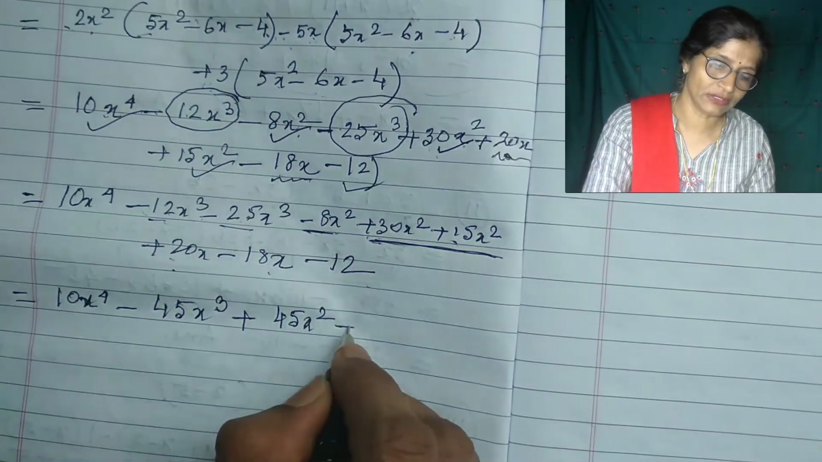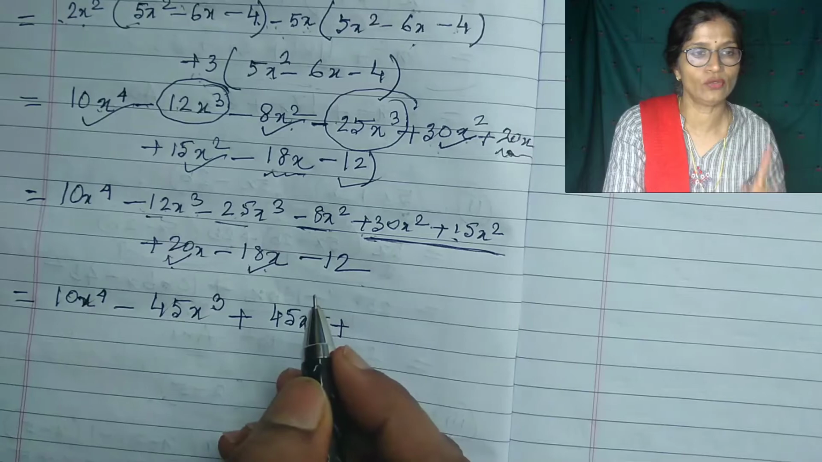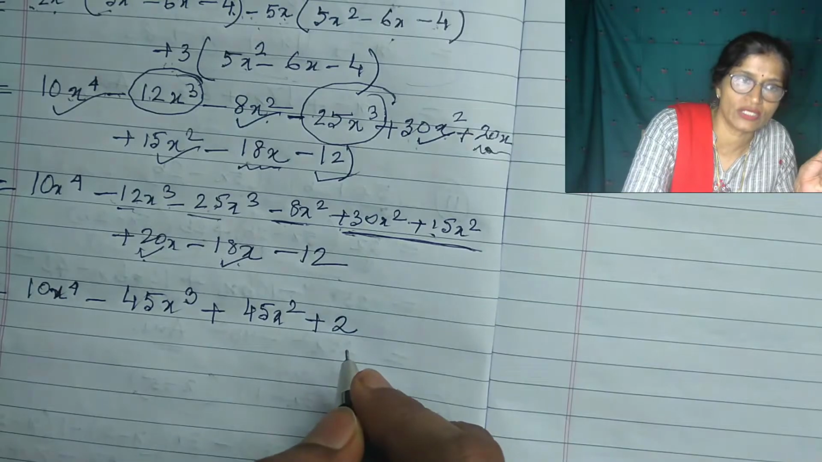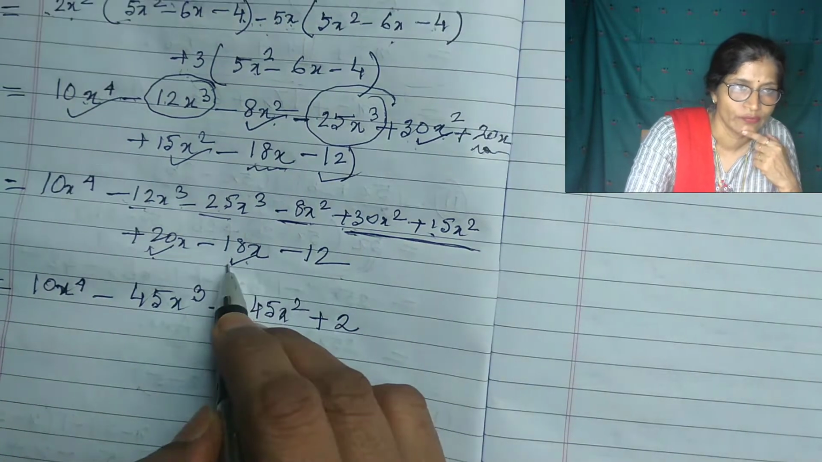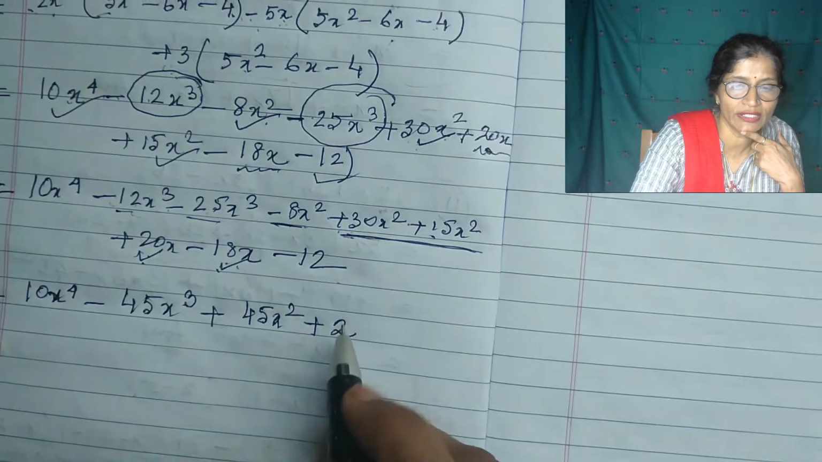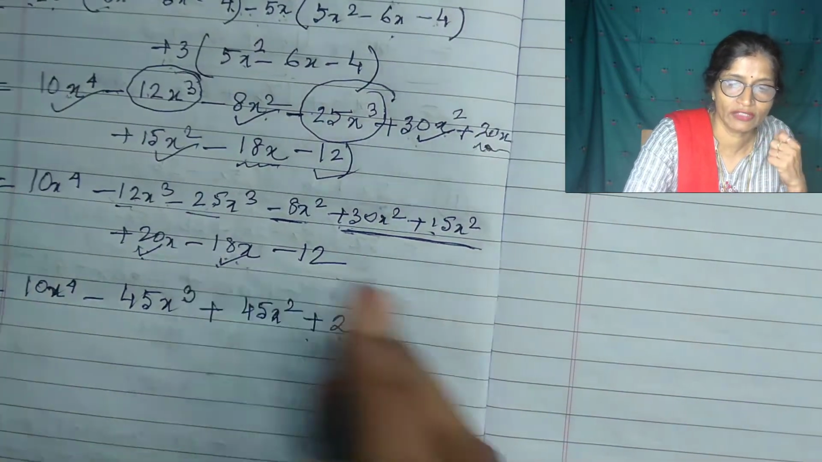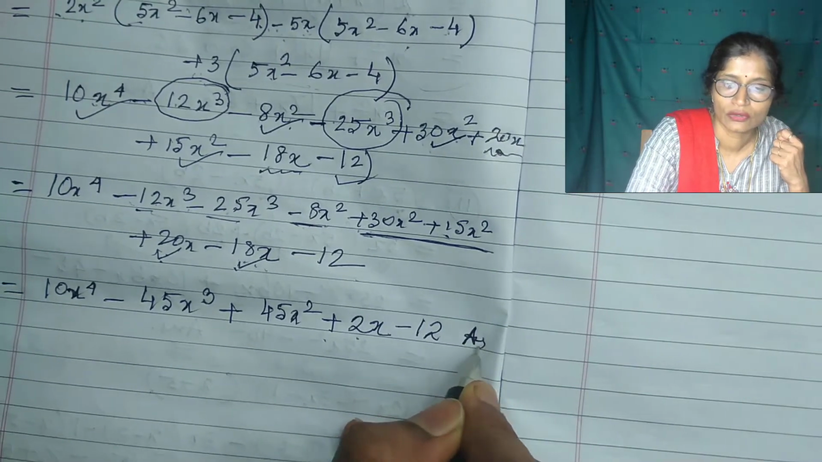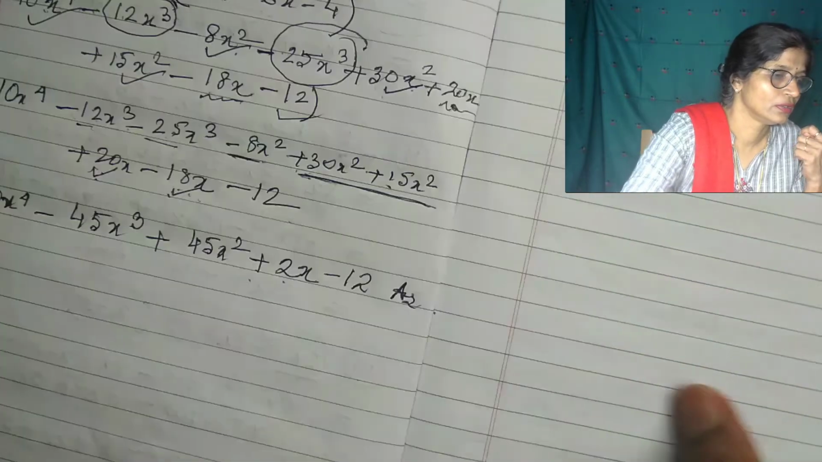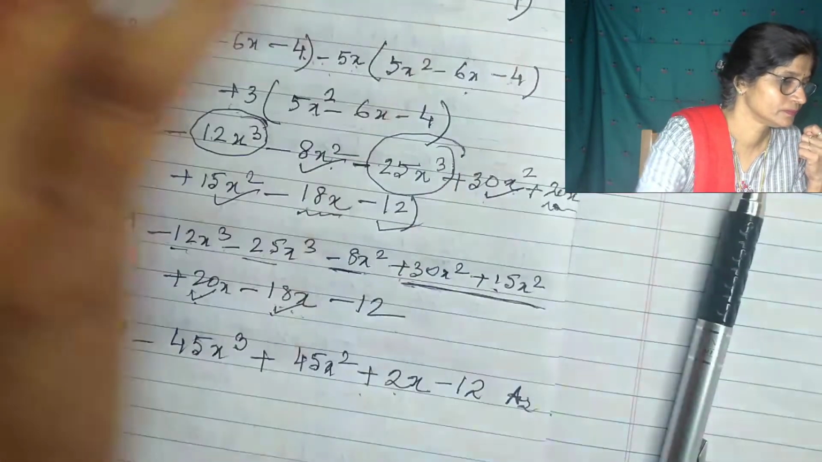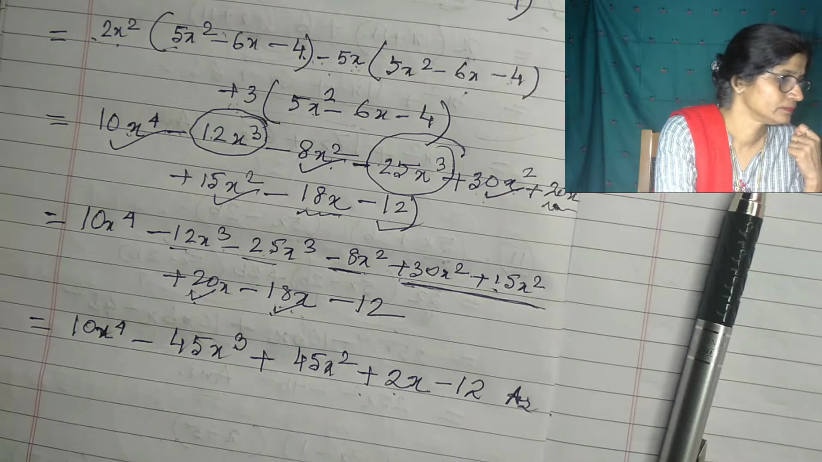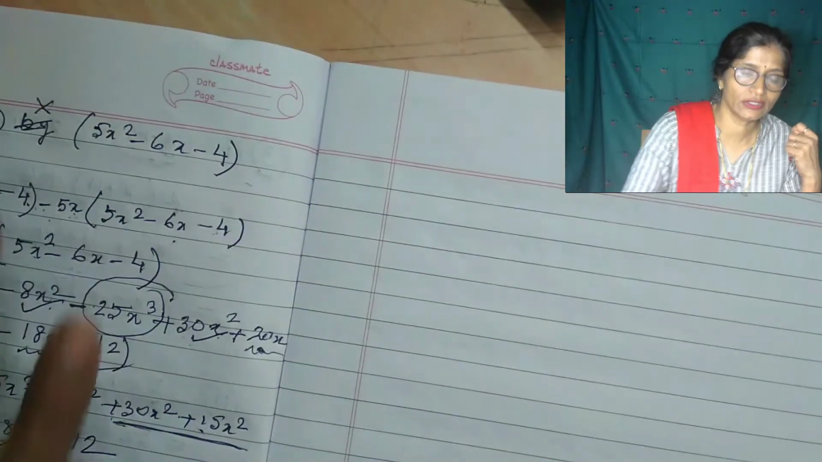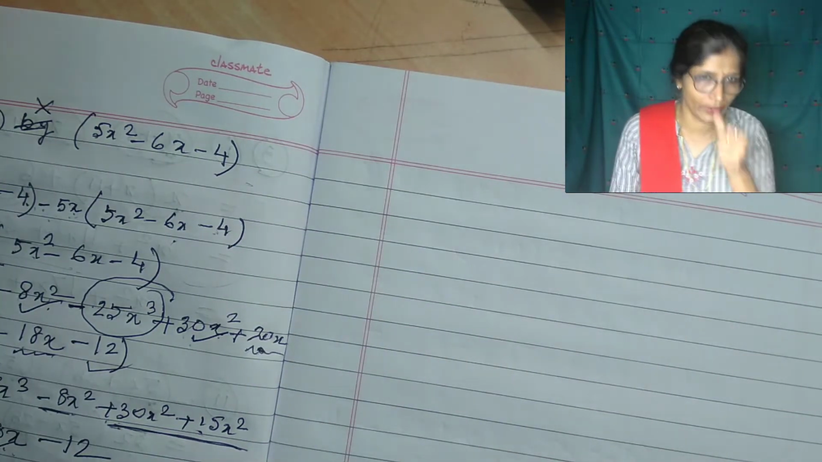Now here plus 20 minus 18. So it will be plus 2, because plus 20 is greater than minus 18. So here 20 minus 18 will be 2 and plus sign. x will be here. Okay. And then minus 12. So this is the answer. This is the horizontal way we are doing.